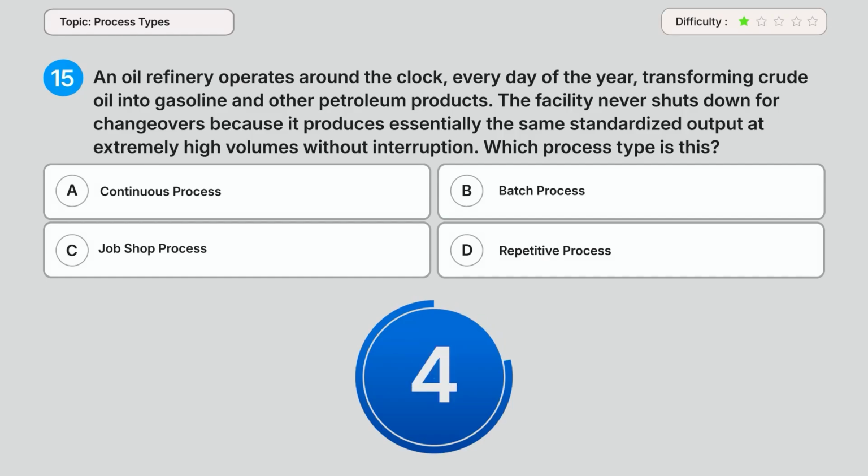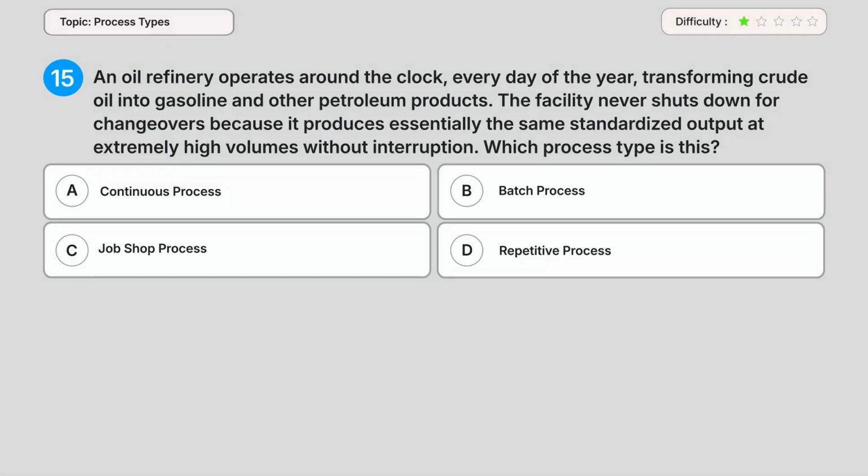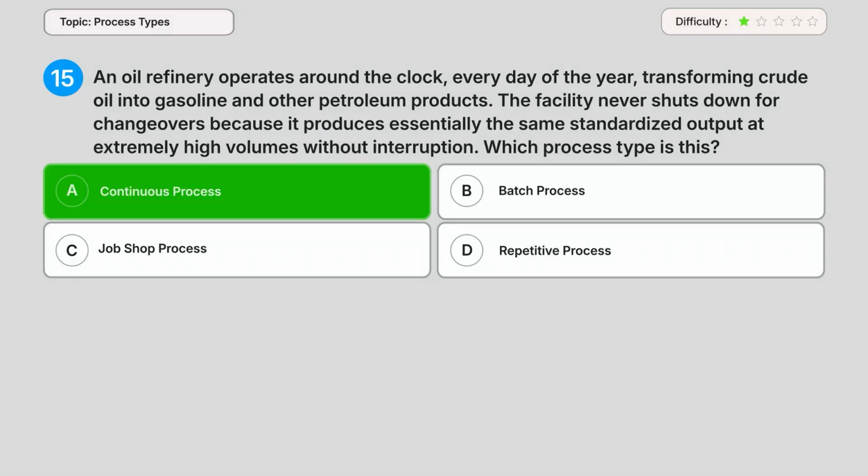Can you guess the answer? Correct answer, A, continuous process.